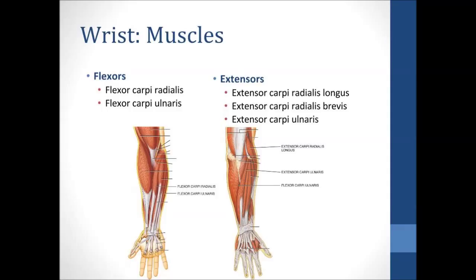Extensors are the muscles that contract when you extend your wrist. These include the extensor carpi radialis longus, extensor carpi radialis brevis, and extensor carpi ulnaris. Extensor muscles mostly originate on and around the lateral epicondyle of the elbow and insert on the dorsal aspect of the hand.